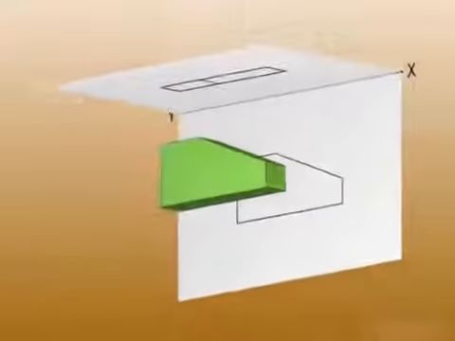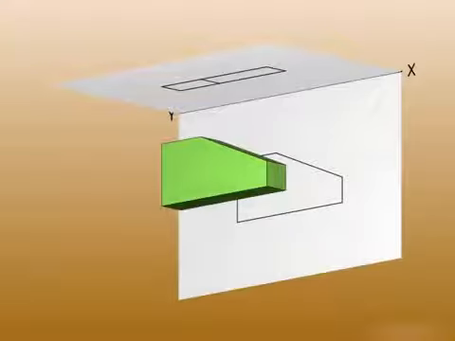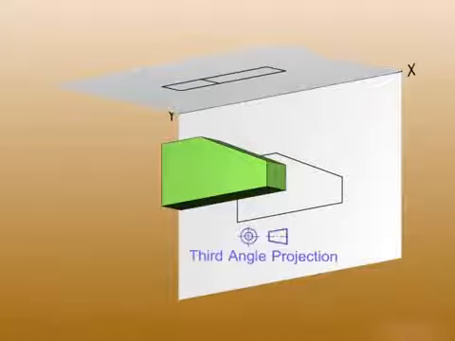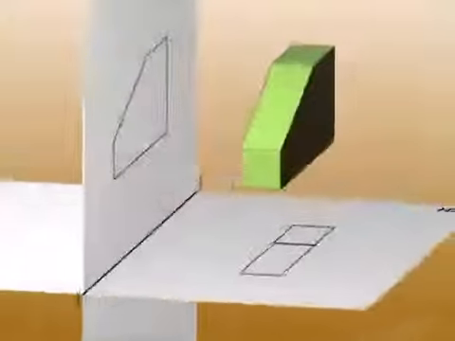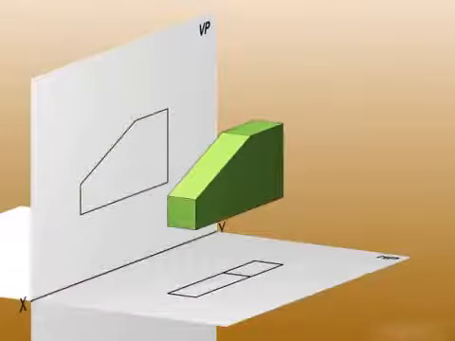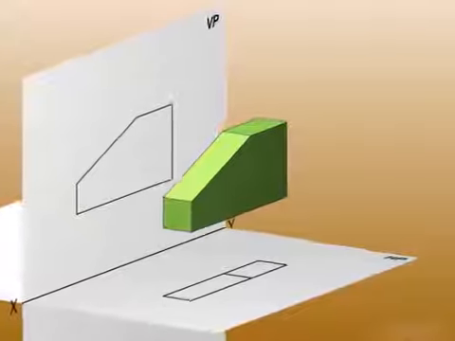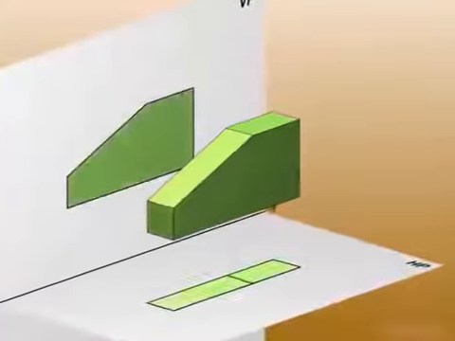Similarly, if object is situated in the third quadrant, then projection is known as third angle projection. In the first angle projection, the object lies above HP and in front of VP. The projection of the object is like a mirror image.